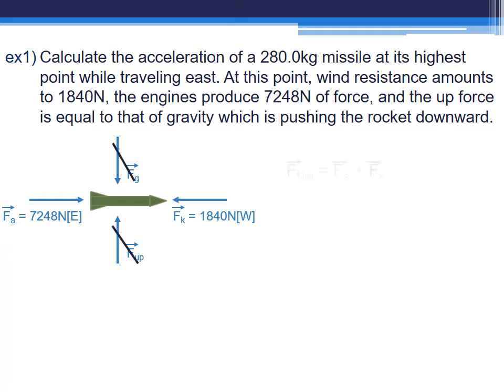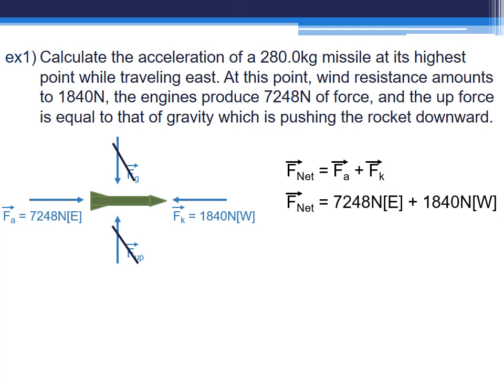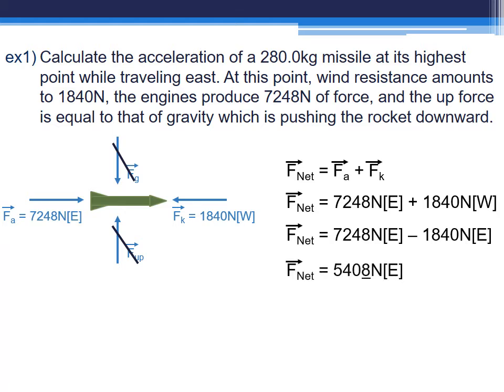So that means our net force is equal to the force applied plus the force of the wind resistance. So F net equals 7,248 newtons east plus 1,840 newtons west. East is going to win, so we will switch both directions to east by changing the west direction to a negative. We will merge the two numbers, and our net force is equal to 5,408 newtons east.